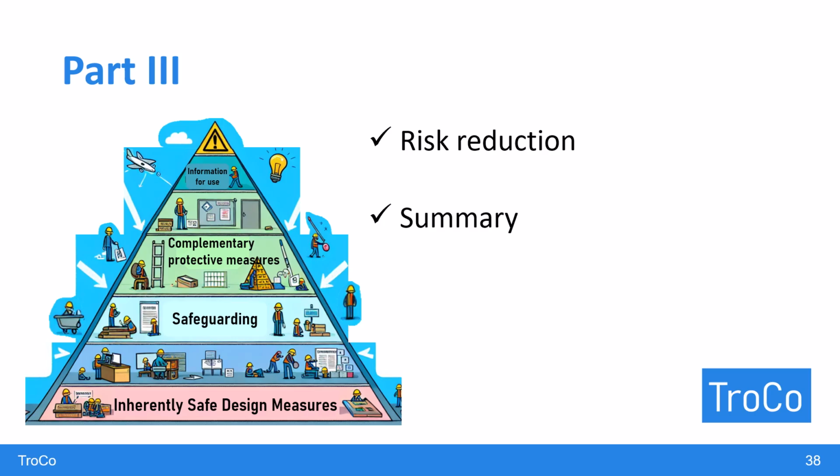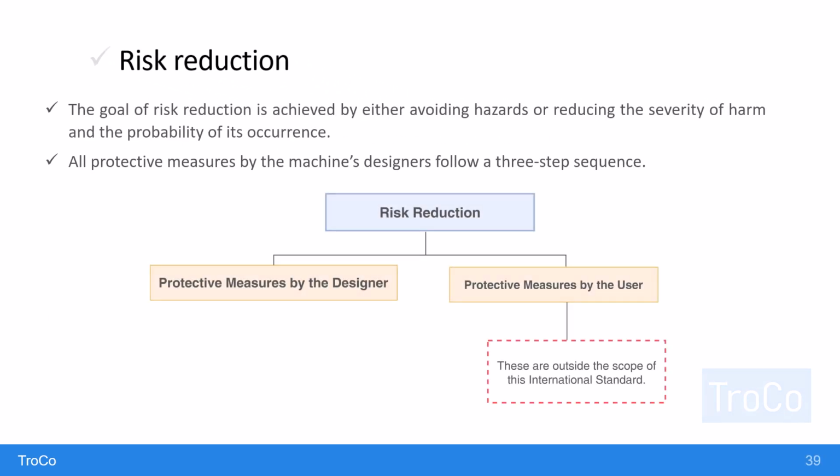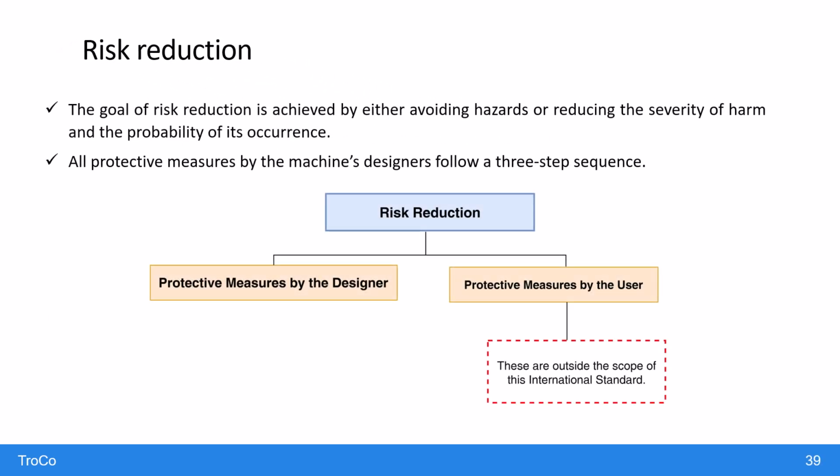Welcome to Part 3, Risk Reduction. In this section, we complete our overview of ISO 12100 by focusing on how risks are reduced. Risk reduction is achieved through inherently safe design measures, safeguarding, and complementary protective measures, and clear information for use. We'll look at each of these in detail. Let's begin with the fundamentals.